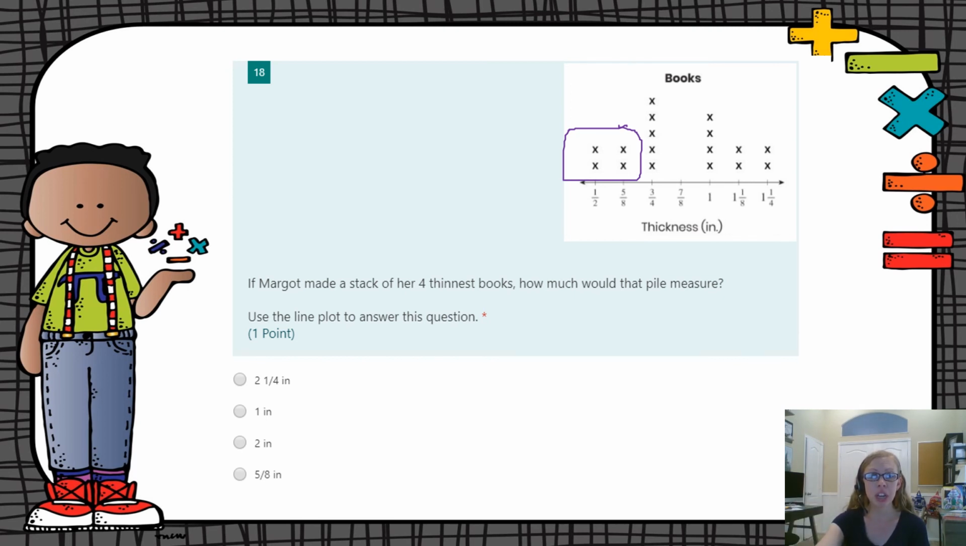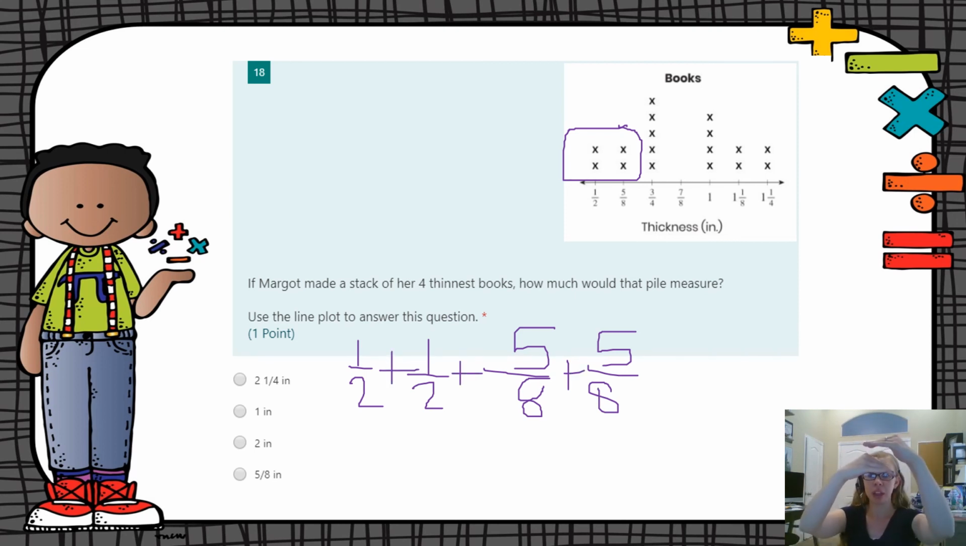So her 4 thinnest books measure 1/2 of an inch, 1/2 of an inch, 5/8 of an inch, and 5/8 of an inch. I'm going to add all of these together because if I were to stack those books one on top of the other, I would make a total stack and I need to find their total thickness. I like to group these together and add the ones that have common denominators first. 1/2 plus 1/2 is 1 whole. 5/8 plus 5/8 is 10/8.